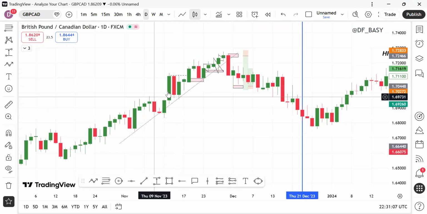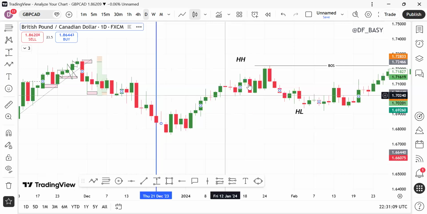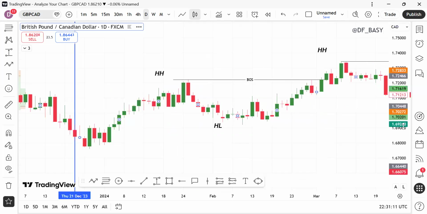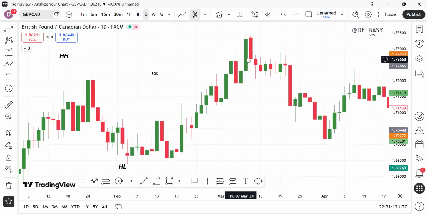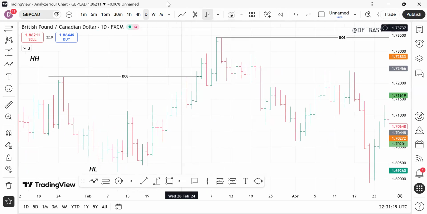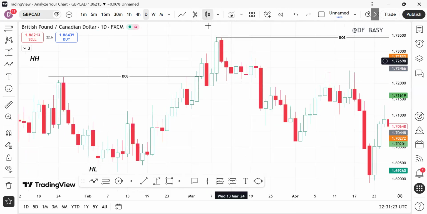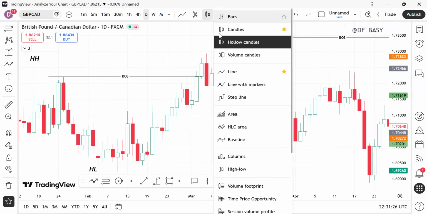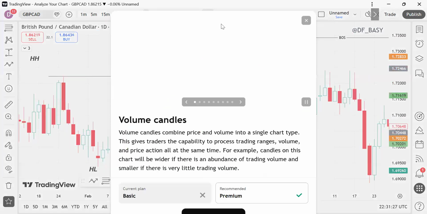So now all this blue, green, blue, green, blue, green. If you have read the PDF, this is a candlestick. Now there are different types of charts. If you read your PDF, there are the bar charts, we use this to analyze. There are the Heikin Ashi candles, we use this to analyze. Then there are the volume candles.